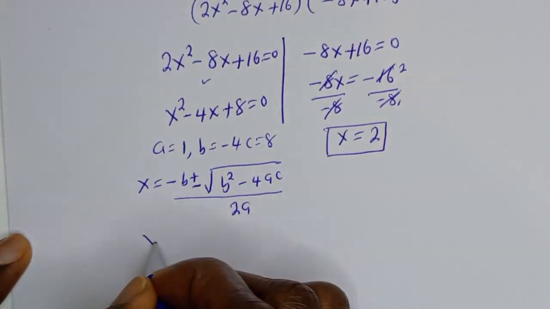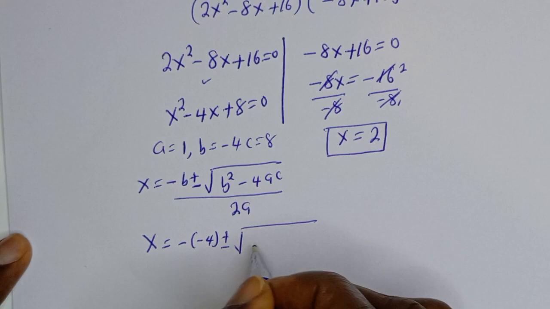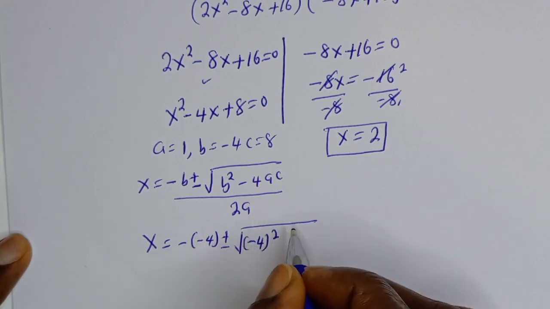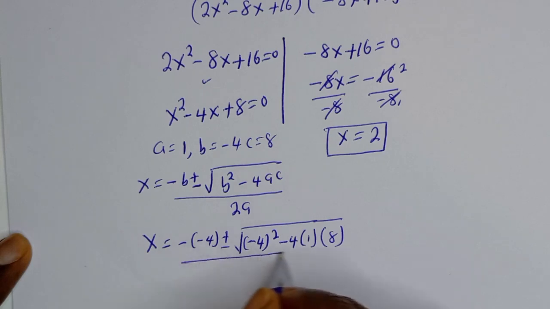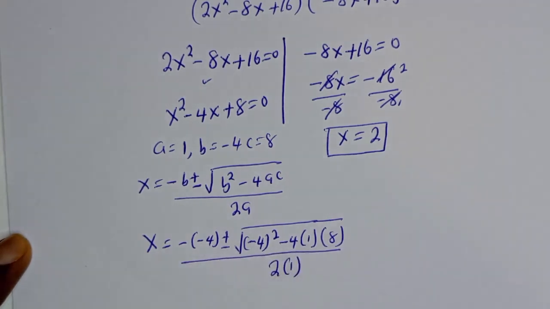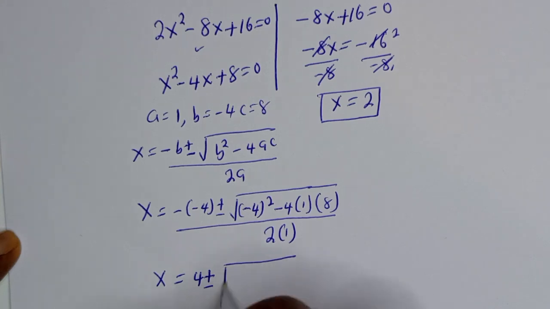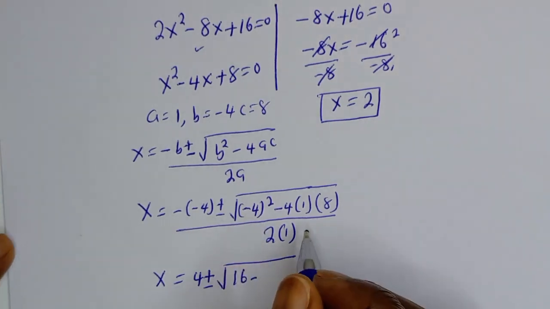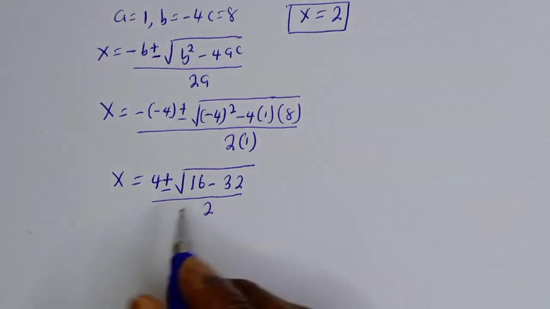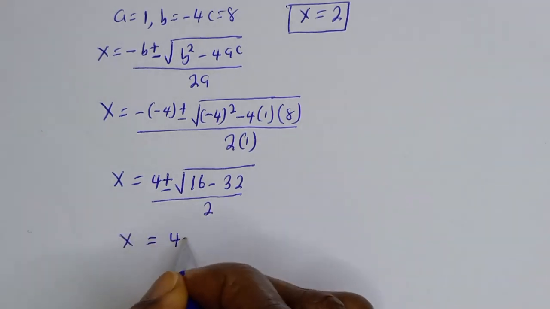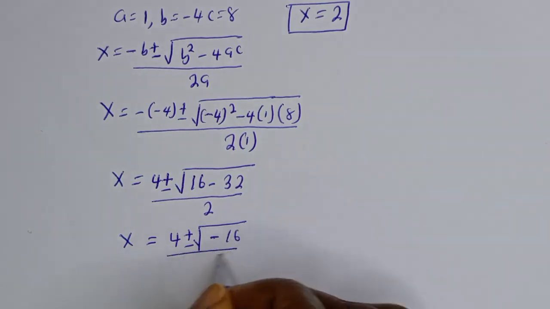Then s is equal to −(−4) plus or minus the square root of (−4)² − 4 multiplied by 1 multiplied by 8, over 2 multiplied by 1. s is equal to 4 plus or minus the square root of (−4)², that is 16, minus 4 times 1 times 8, that is 32, over 2. s is equal to 4 plus or minus the square root of 16 − 32, that is −16, over 2.